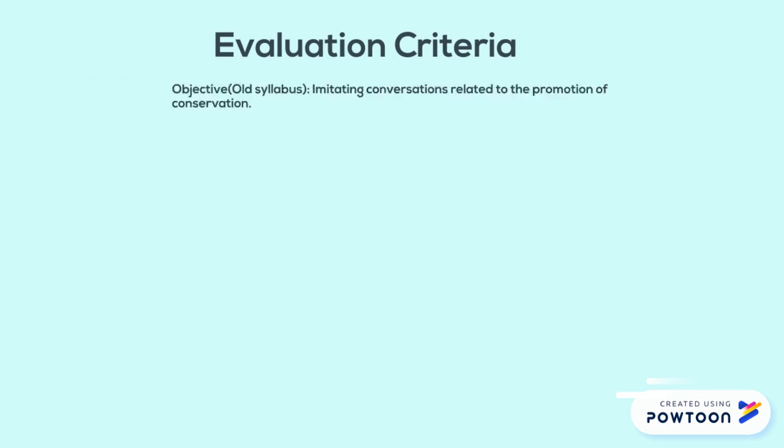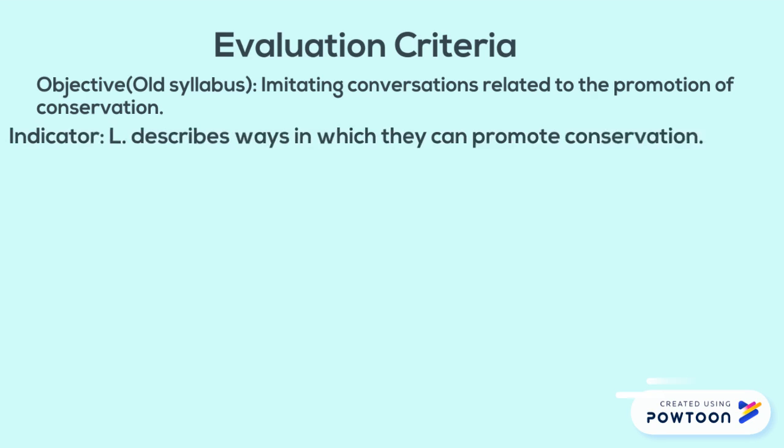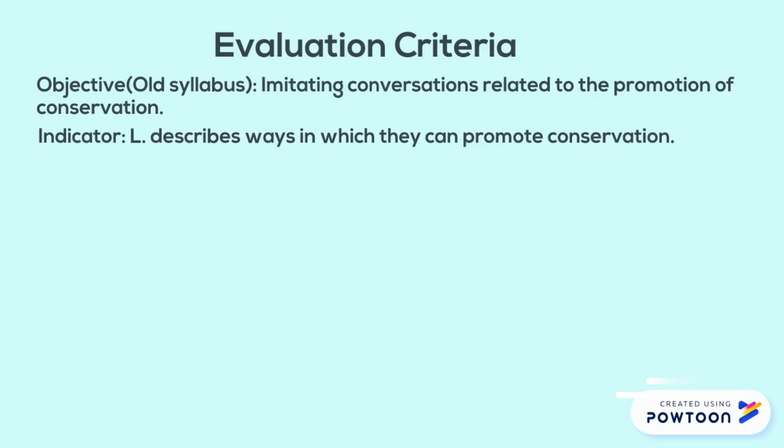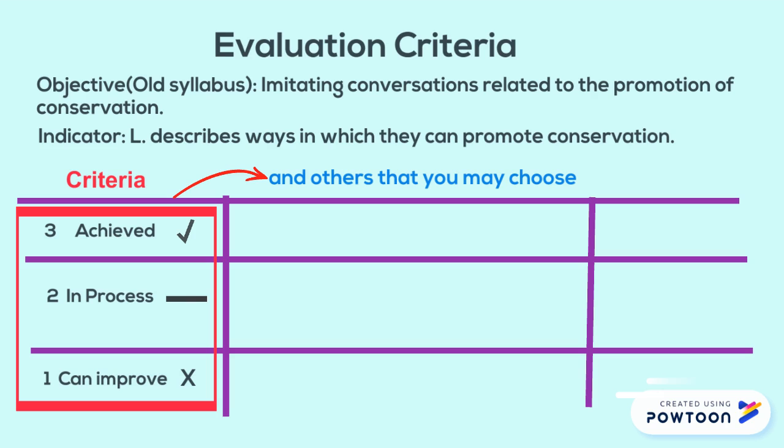If we have the objective, imitating conversations related to the promotion of conservation, a possible indicator could be the learner describes ways in which they can promote conservation. Once you have the indicator, you can establish the criteria that you will use for the assessment.